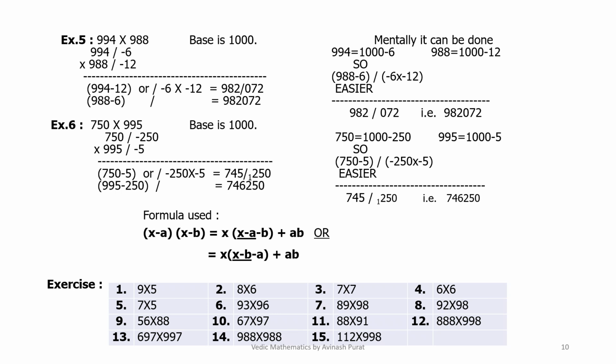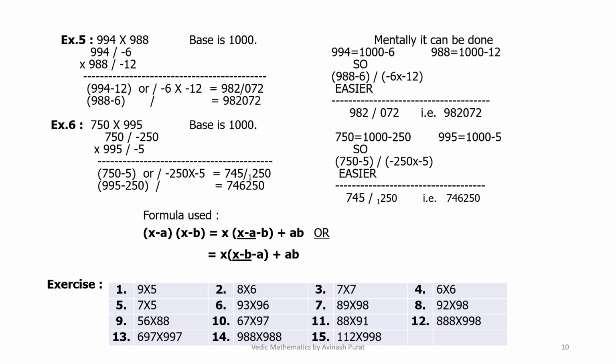994 equal to 1000 minus 6, 988 is 1000 minus 12. So easier is 988 minus 6 stroke minus 6 into minus 12. The answer would be 982 stroke 072. 0 is to be taken because the base has 3 zeros. So the answer would be 982072.